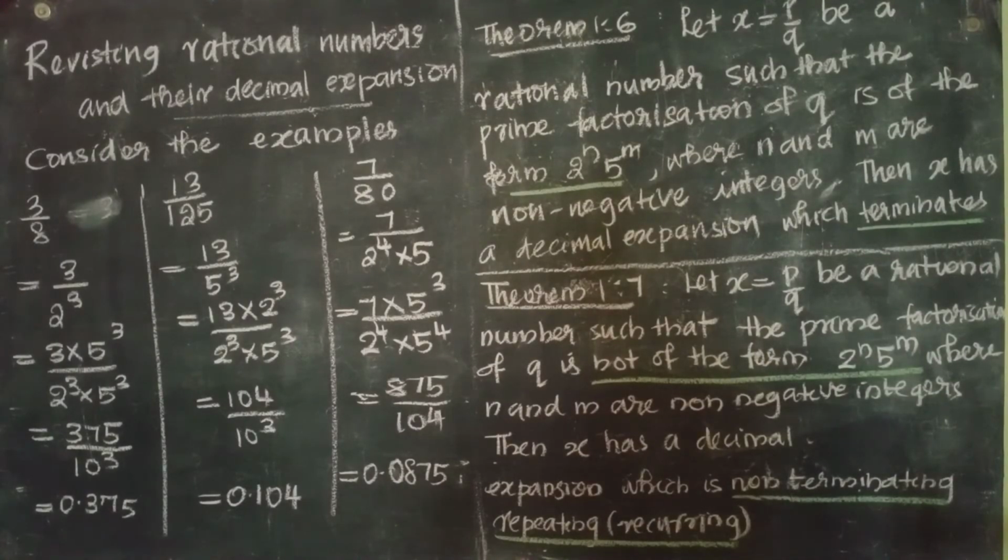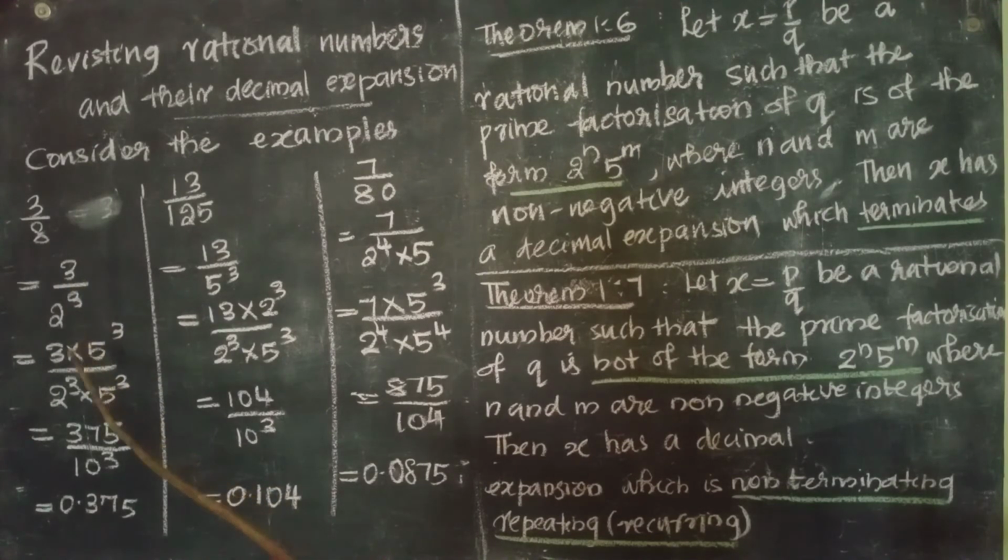Now you may have the doubt: a rational number with the denominator having prime factors powers of 2 and powers of 5, is its decimal expansion terminating or not? Let us check. Consider the examples 3 by 8, 13 by 125, 7 by 80. Let us find out the decimal expansion of each. First one, 3 by 8. 8 if we factorize we get 2 cube. So 3 by 2 cube.